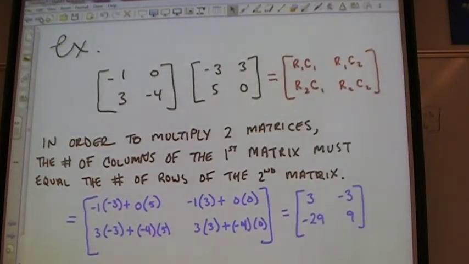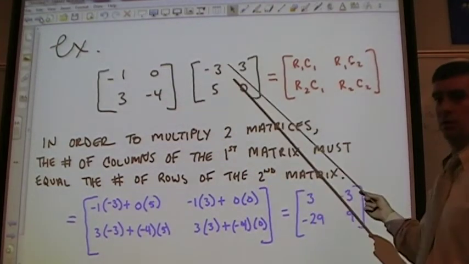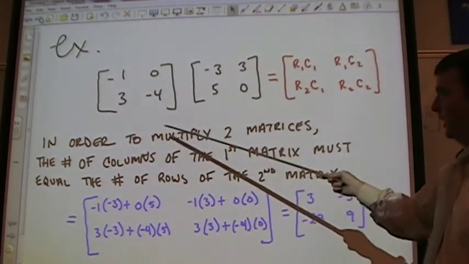Now, this is a little challenging here. We're going to multiply 2 matrices. What type of matrices do I have here? A 2 by 2 and a 2 by 2. Now, write all of this down.